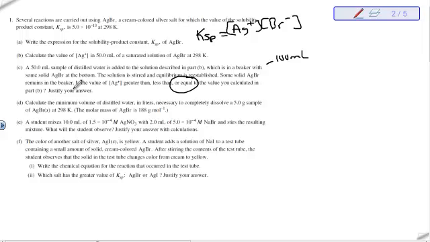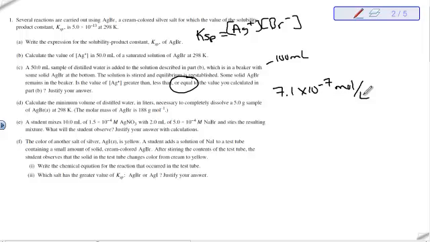For part D, calculate the minimum volume of distilled water in liters necessary to completely dissolve a 5-gram sample of silver bromide at 298 Kelvin. And they do give us an approximate molar mass. Okay, this is a little more challenging, but still, it's based upon previous information. The minimum volume of distilled water in liters necessary to completely dissolve it. Well, we do know from a previous problem that the solubility is 7.1 times 10 to the negative 7th moles per liter. We know that for a fact.